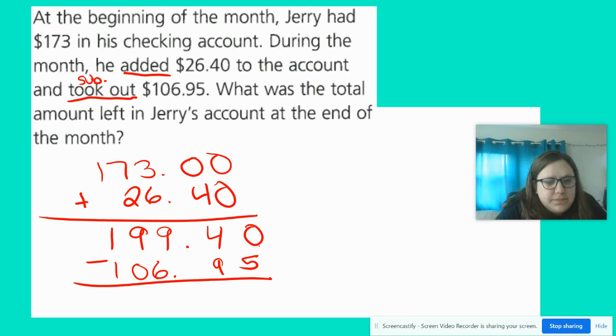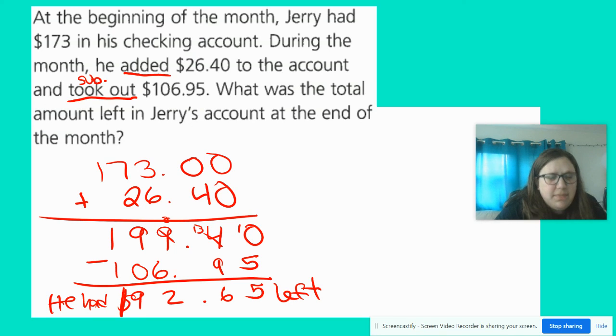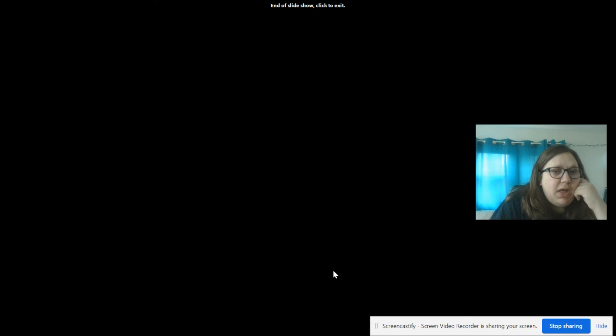All right. Can't do 10 minus 0 minus 5, so borrowing. All right. So he had $92.65 left at the end of the month. If I subtract, so we're adding that 26.40, we got 199.40, and then subtracting that 106.95 because it says we took that out. And then if you look at the model there, we would end up with 92 and 65 hundredths.